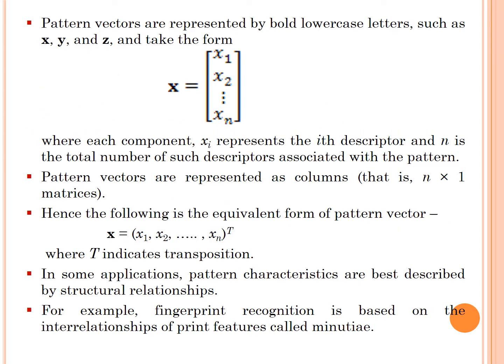Pattern vectors are represented by bold lowercase letters such as x, y, z and take the form x equal to a single column matrix x1, x2 up to xn, where each component xi represents the ith descriptor and n is the total number of such descriptors associated with the pattern. Pattern vectors are represented as columns, that is n by 1 matrices. Hence, the following is the equivalent form of the pattern vector, that is x is equal to the transpose of x1, x2 up to xn, where T indicates transposition.